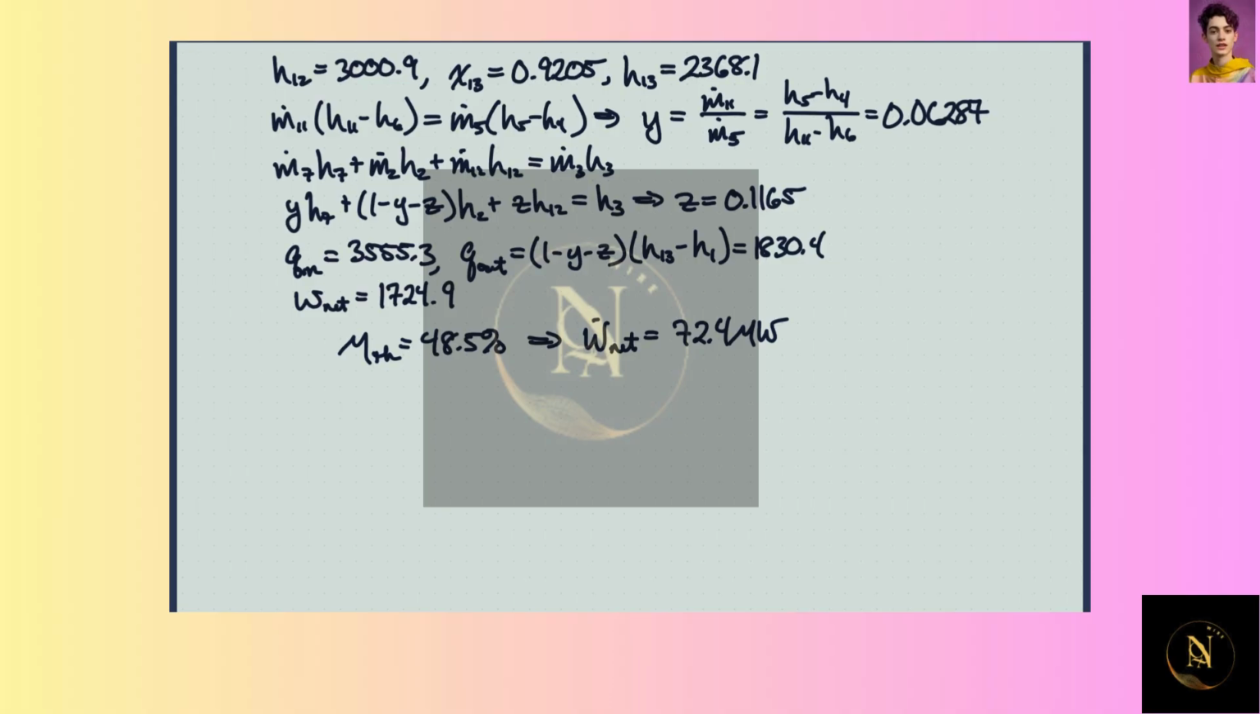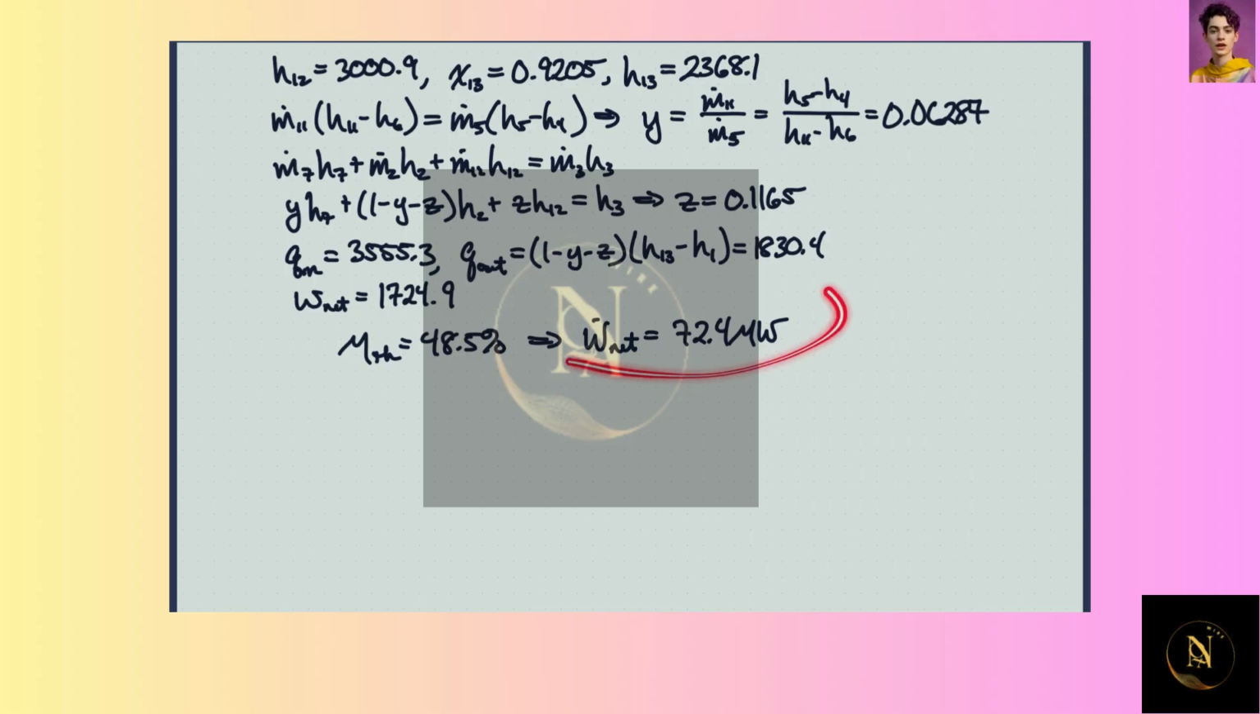Then we can get the efficiency, the thermal efficiency, by taking this divided by this, or 1 minus this divided by that, either way. And that winds up being 48.5%.